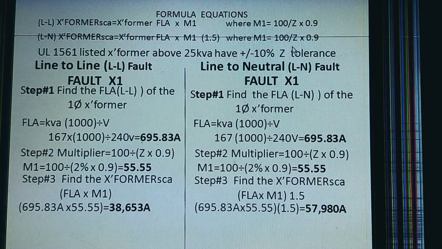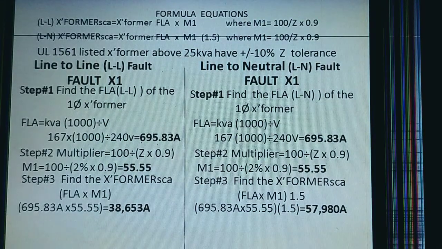This one actually came from the transformer that we are going to use, which is a UL listed transformer, where the actual impedance value on the UL listed 25 kilovolt transformer or higher can vary plus or minus 10% under this condition. And so it will definitely affect its short circuit available current. The 0.9 is actually the 100% minus 10%, that's why you have this 0.9.